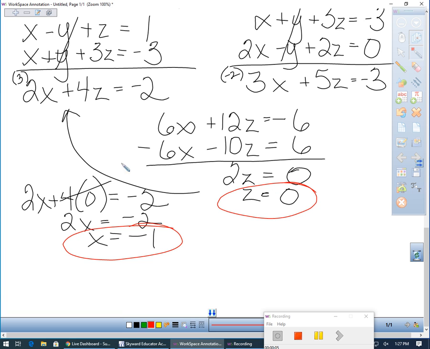How do I write this answer? Good. Negative 1, negative 2, and 0. This is not bad, right? Okay. See? Just a lot of elimination. Do another example? Okay.